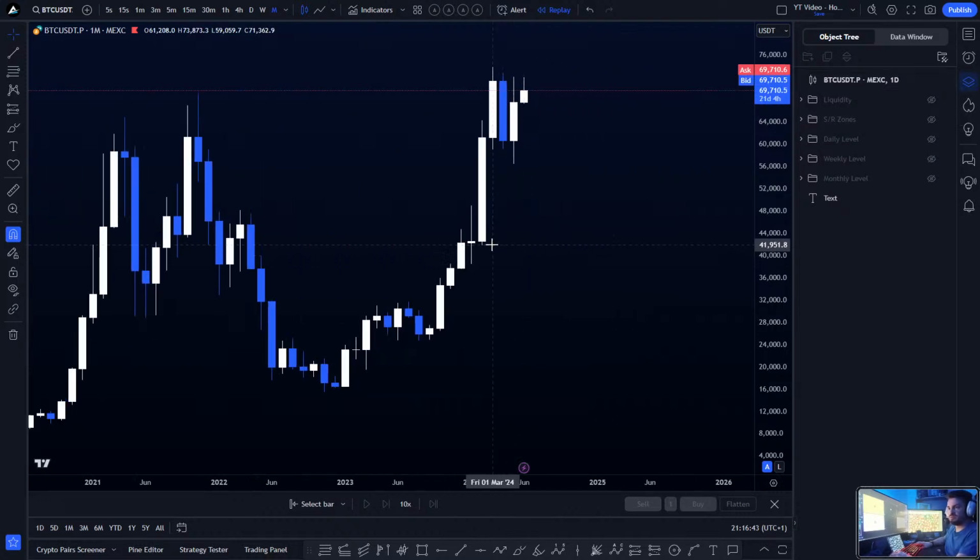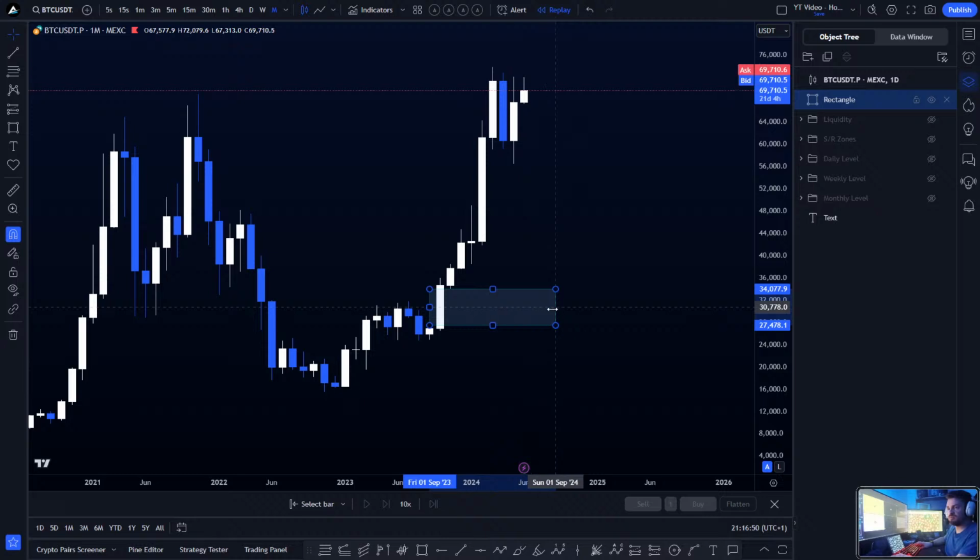For example, we only have one monthly fair value gap to be tested, and this would be pretty bearish, right?